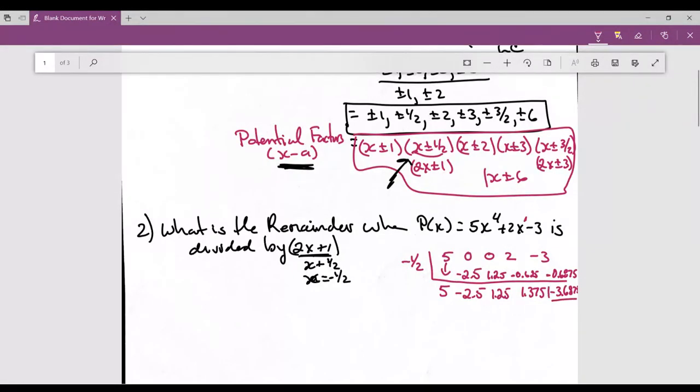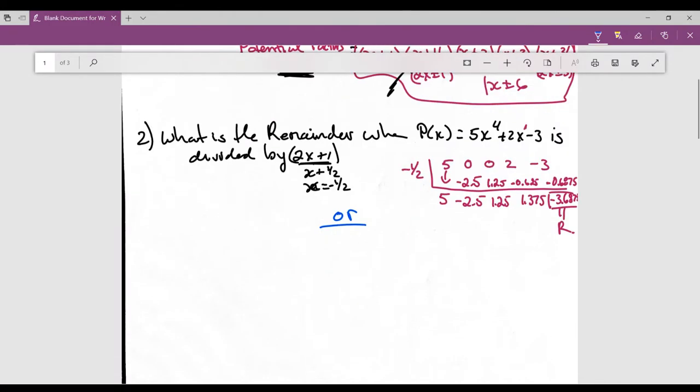So you can do division, you can do synthetic division, or you can use the remainder theorem. We can do remainder theorem, which basically says take your a value and put it into the polynomial. So it'd be 5, negative 1/2 to the fourth, plus 2 times negative 1/2 minus 3.